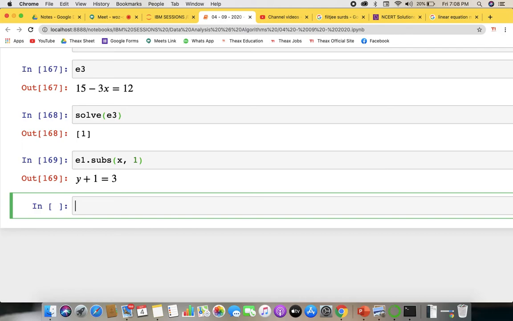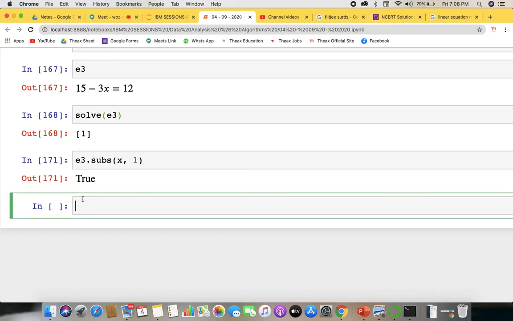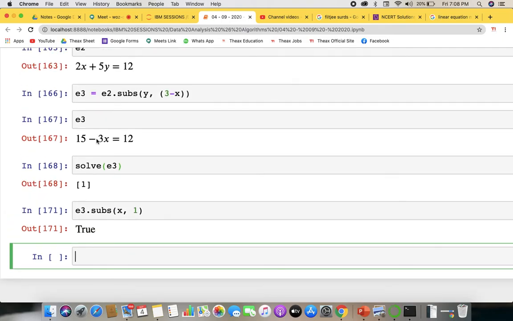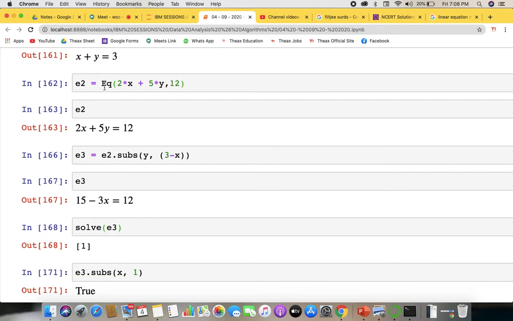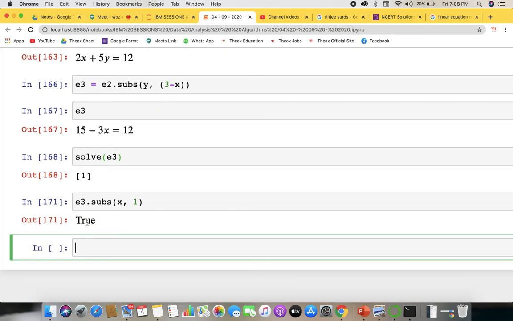That's it. Done. So y is equal to 2. If you write E3, x equals 1, that's true, right? So if we substitute x as 1 in E3, we'll be getting 2 as the result. So that is done. You have got x equals 1 and y equals 2.